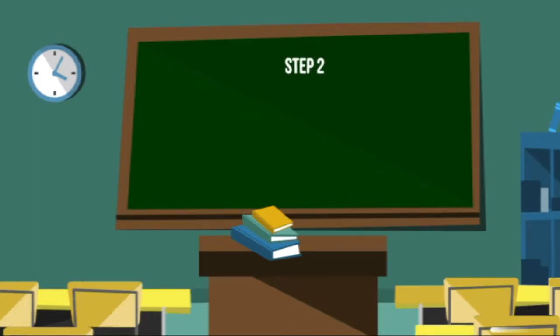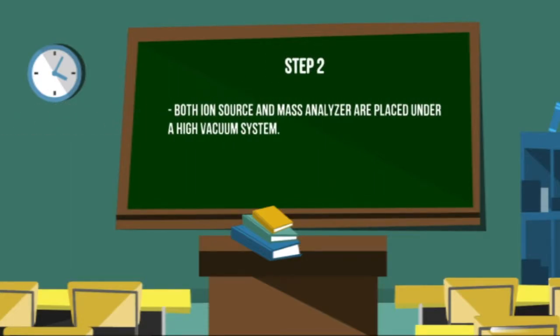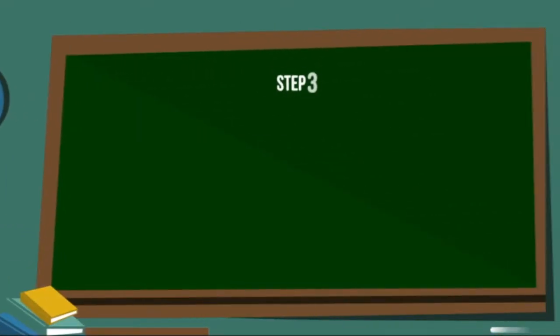Step 2. Both the ion source and mass analyzer are placed under a high vacuum system. But why do we need a vacuum? Because it's important that the ions produced in the ionization chamber have a free run through the machine without hitting air molecules. The third step, the ion source, is MALDI.